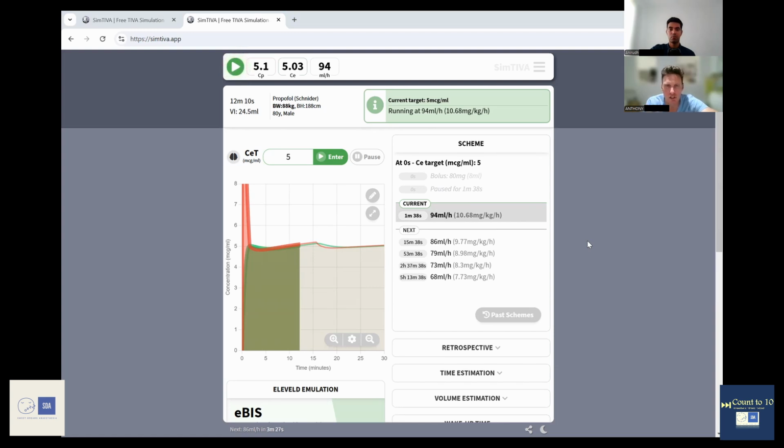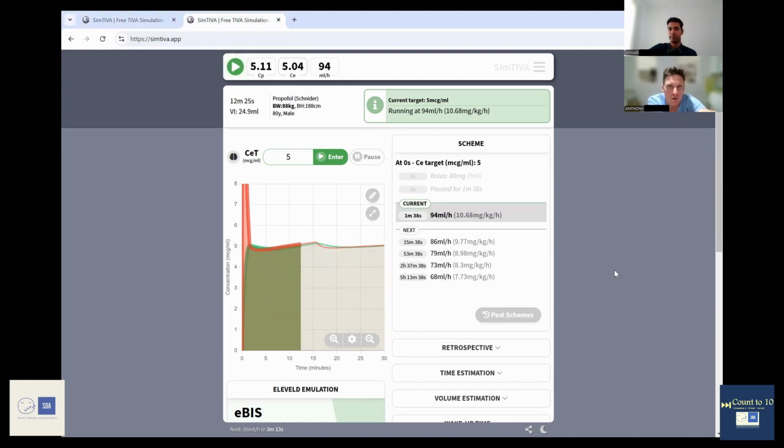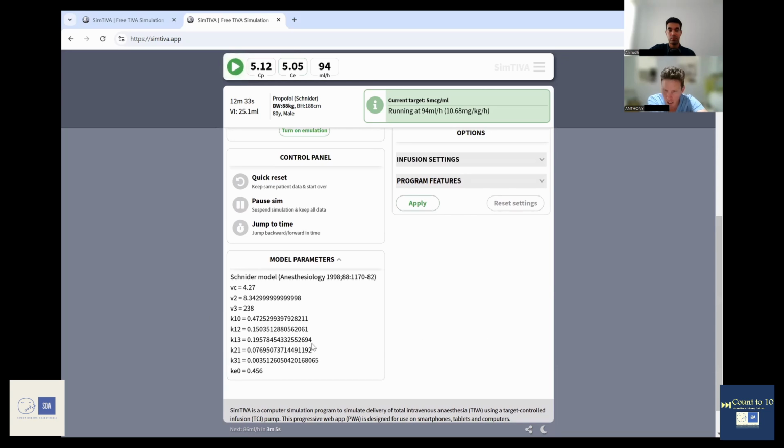Now, what's the initial infusion rate in the 20-year-old versus the 80-year-old? We've had the infusion going for about 10 minutes now. The 20-year-old is getting 99 mils per hour of propofol, and the 80-year-old is getting what? It'll be a little bit lower, won't it? 94. So it's a little bit lower. And that's because the rate constant governing distribution from V1 to V2 is a lower number, slower in the 80-year-old.